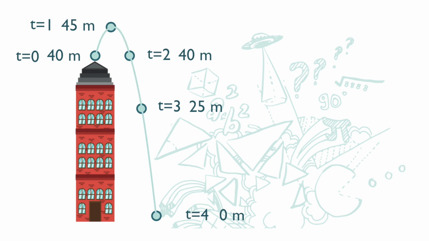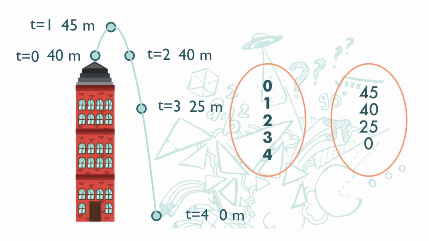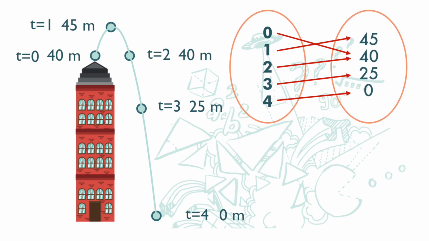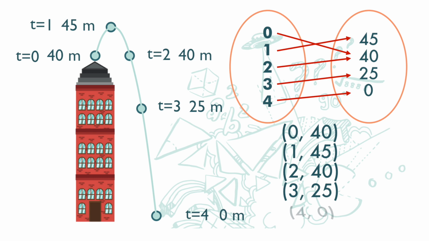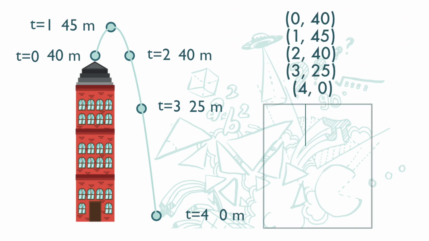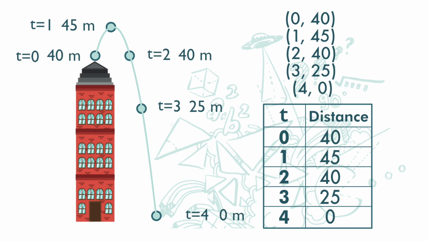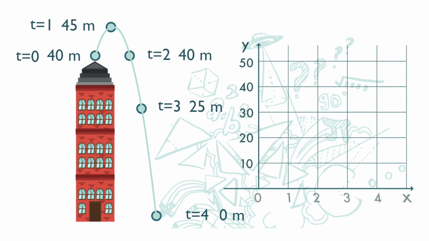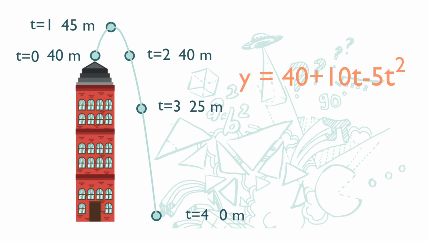Now we can show the relationship of time and position of the stone by mapping them in the diagram. 0 to 40, 1 to 45, 2 to 40, 3 to 25, 4 to 0. Or we can pair them up as ordered pairs as below. Or we can represent them in a table of values. Or we can graph them. Lastly, we can put them into an equation. y is equal to 40 plus 10t minus 5t squared.